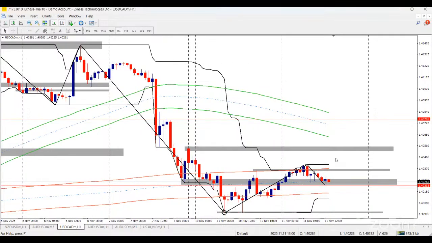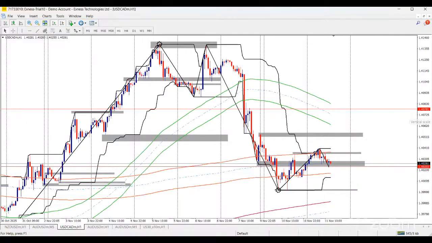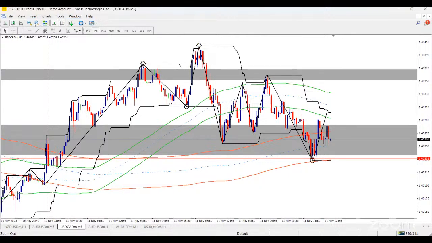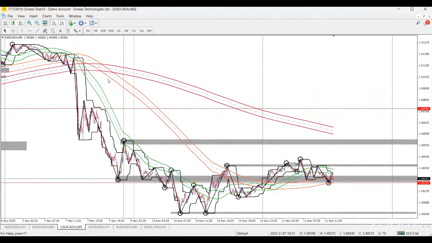So H1 now, this is the core POI that we marked out, 1.40781, and we're still watching out for this zone. This is the higher time frame, so it'll take a while before price gets there. On the M5 time frame, you'd see that these indicators are to the downside. Our trend indicator is sloping to the downside heavily, and price is breaking below.